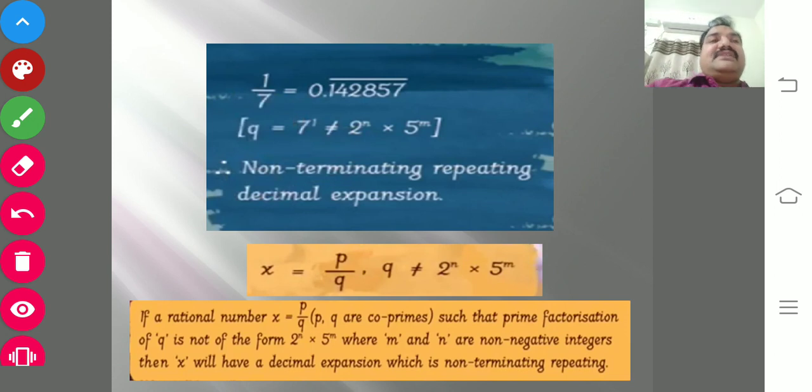So very simple, children. If you read this kind of theory, you can't get it. The simple thing is, when you observe any rational number, focus on the denominator and make it into prime factors. If it is in the form of 2 power n, or 5 power m, or both 2 power n and 5 power m, it will be a terminating decimal expansion. Otherwise it is a non-terminating repeating decimal expansion. I hope you could understand.